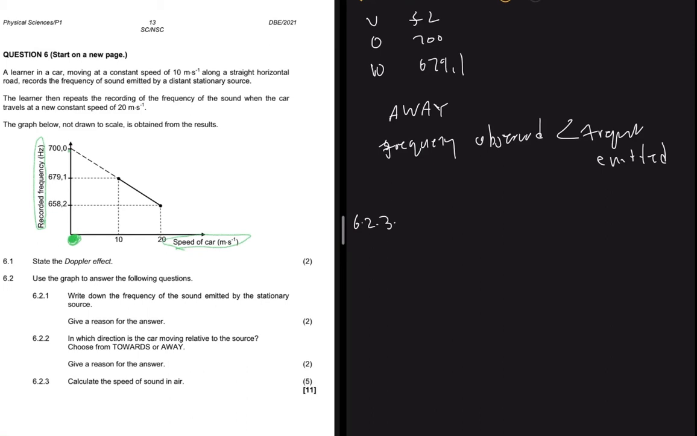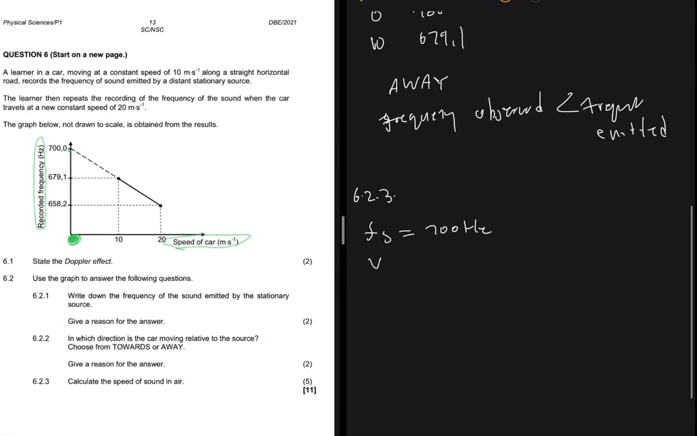6.2.3 says calculate the speed of sound in air. We have the data for when the speed of the vehicle is 10 meters per second and when it is 20 meters per second. So we're going to pick one of the two, and use it to find the speed of the air. Again, the first thing to do is to jot down the given information. We know that the frequency of the source is 700 hertz, so we're going to write that down. The velocity of air is our unknown, and the velocity of the source is zero.